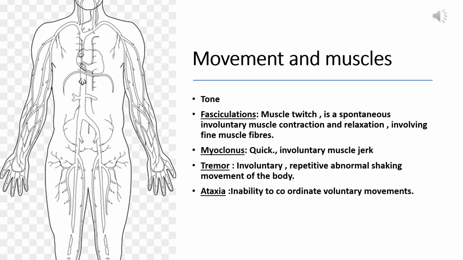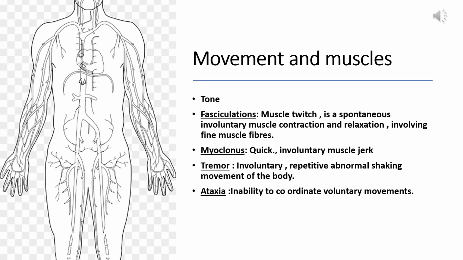After chest, we will evaluate movements and muscles. First, we will look for tone. Next, fasciculations. Now, what is fasciculations? Fasciculations, we can say muscle twitch, is a spontaneous involuntary muscle contraction and relaxation involving fine muscle fibers. And after this is myoclonus. Myoclonus is a quick and involuntary muscle jerk.